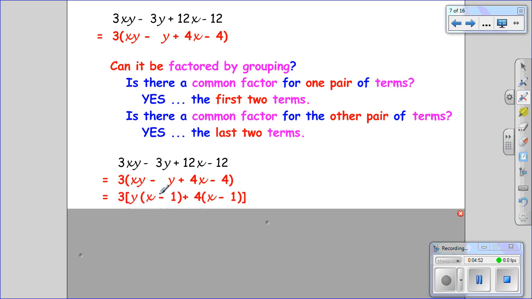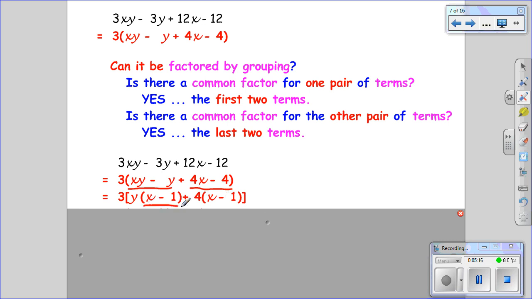I have to put an extra square bracket here just to keep things from getting confusing for me. I put the y in front. xy divided by y is an x. y divided by y is 1. And I'm done factoring because I've grouped the first two terms. Now I need to group the second two terms. So I'm going to pull a 4 out, and 4x divided by 4 is x, and negative 4 divided by 4 leaves me negative 1.